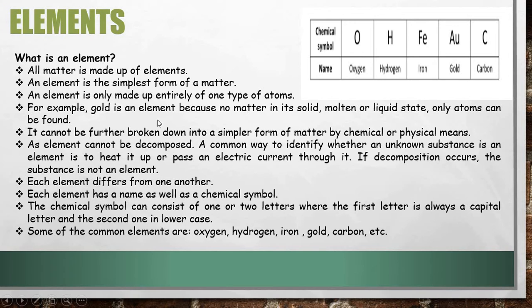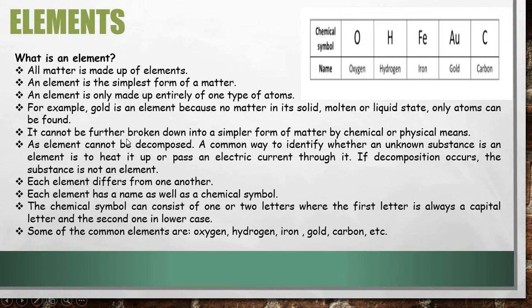For example, gold is an element, because no matter whether it is in solid, molten or liquid state, only atoms can be found. It cannot be further broken down into a simpler form of matter by chemical or physical means. As an element cannot be decomposed, a common way to identify whether an unknown substance is an element is to heat it up or pass an electric current through it. This is the method to check whether the unknown substance is an element or not.